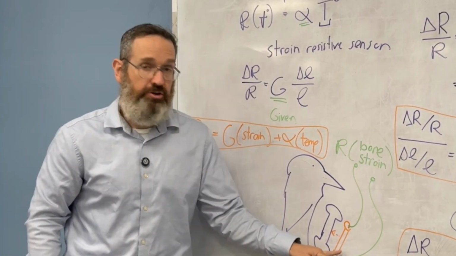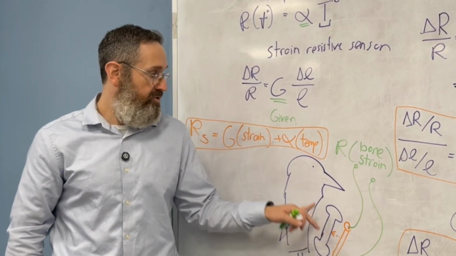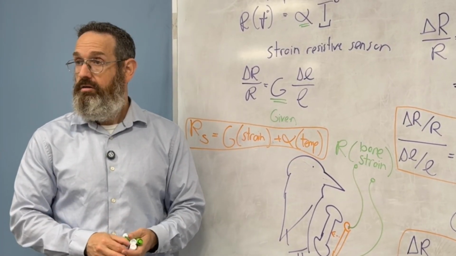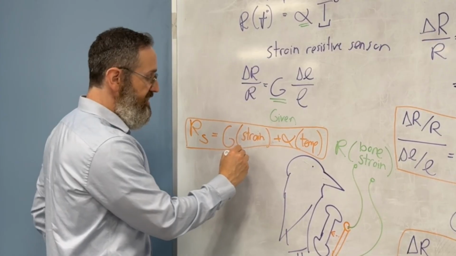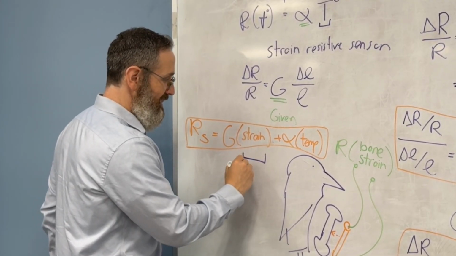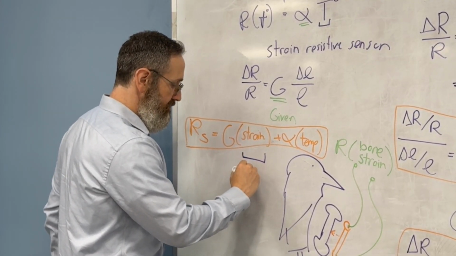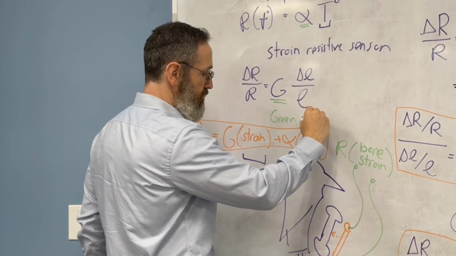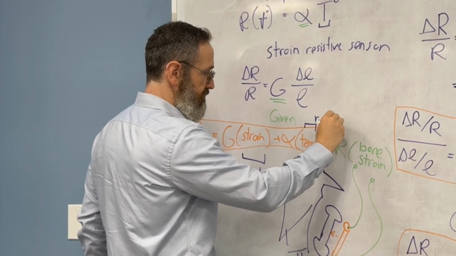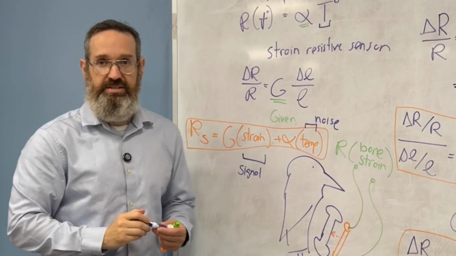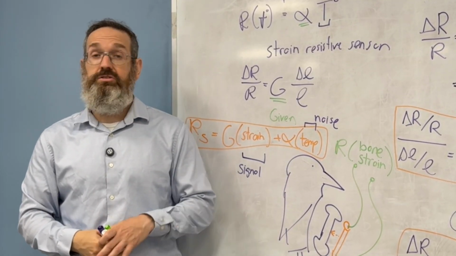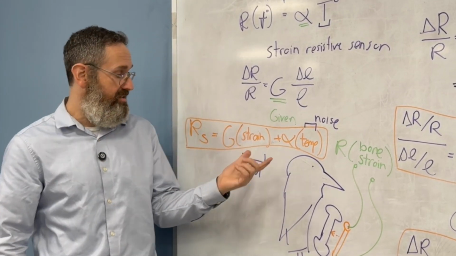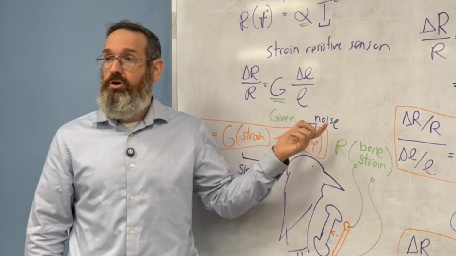You have a resistor, and the resistor is sensitive to two things. I'm going to call this thing here the signal. And I'm going to call this thing here, the temperature, the noise. Okay, there's a lot of busy stuff here. I think this is one of the first times in the course that we're explicitly discussing something called signal and something called noise.